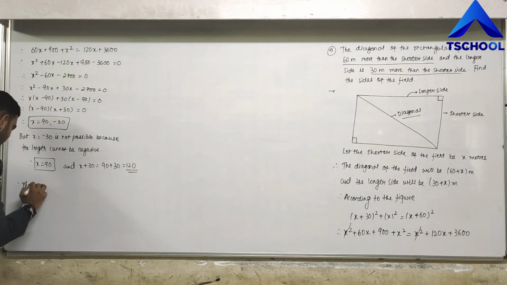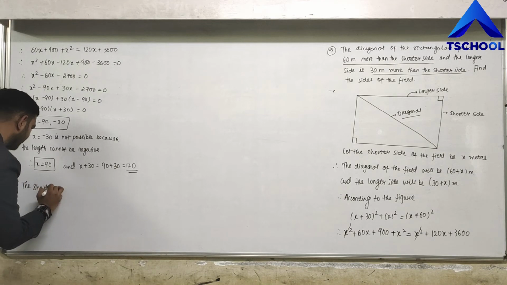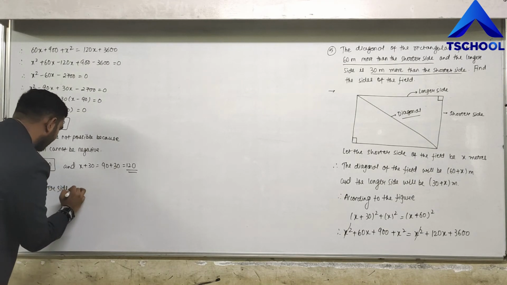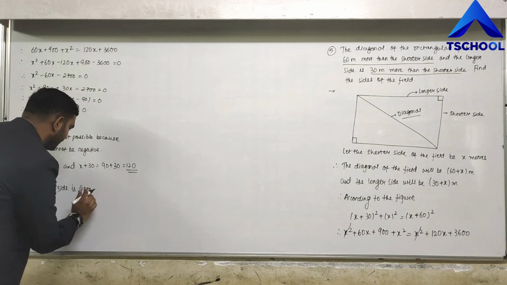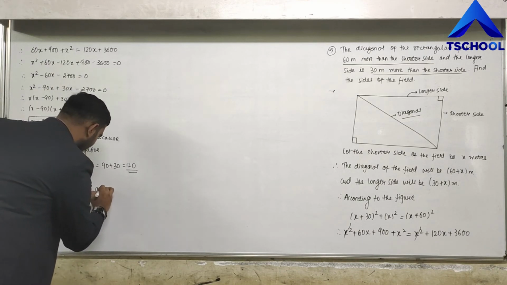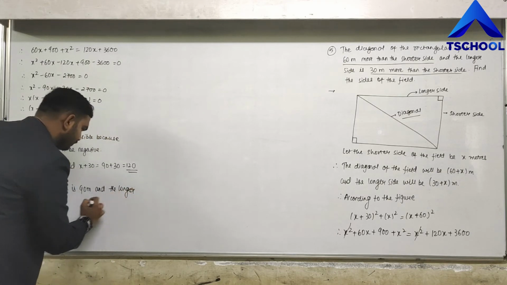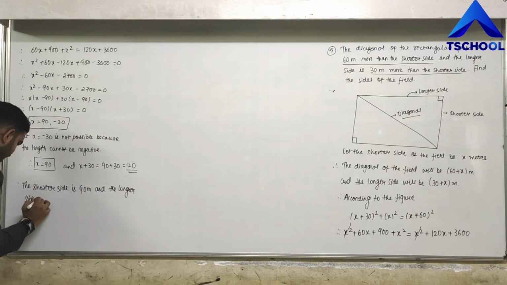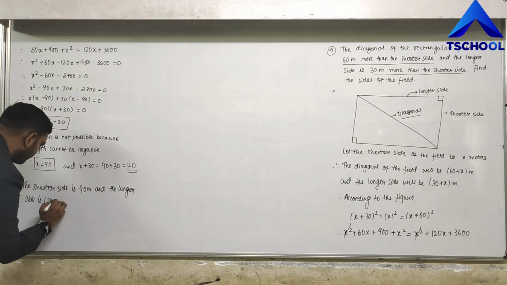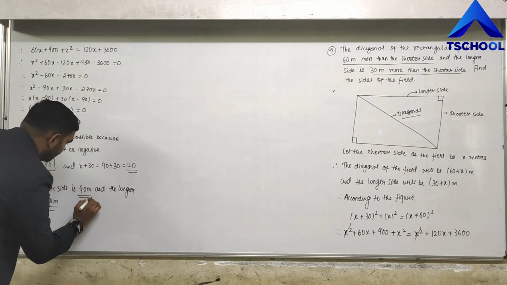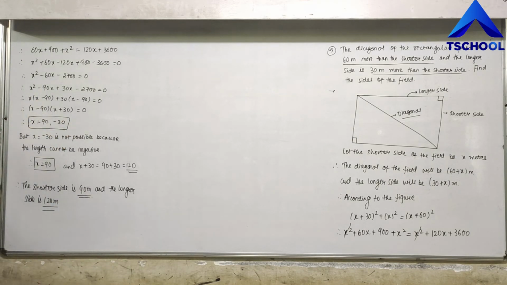Therefore the shorter side is 90 meter and the longer side is 120 meter. Right, so we got the sides here. The shorter side is 90 meter and the longer side is 120 meters. Is it clear, friends? Right, okay.